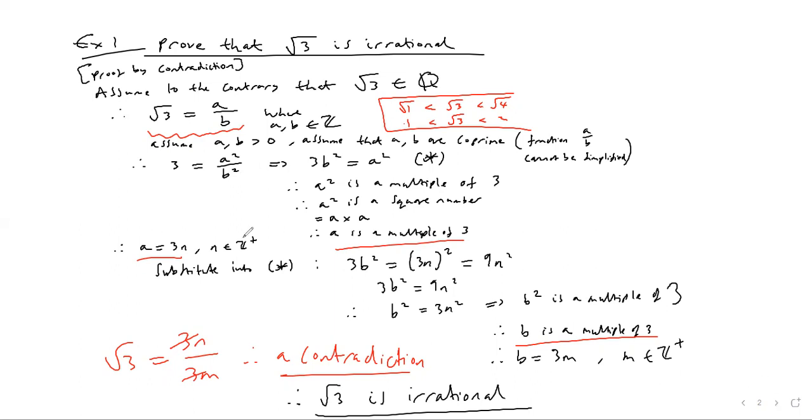So that concludes today's video about proving that root 3 is irrational. In the next video, we're actually going to prove that there are infinitely many prime numbers, also using proof by contradiction. So that's going to be the next video.